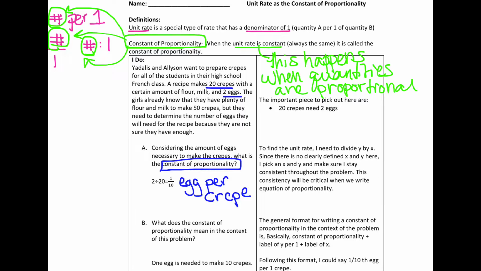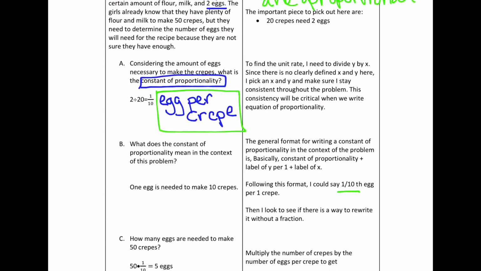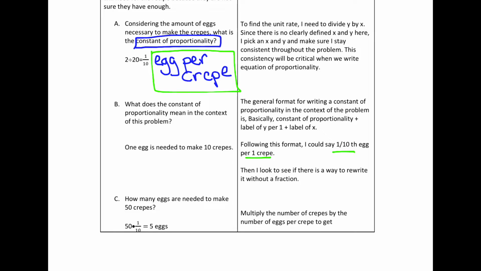Even though we don't write the units, it's important to understand what they would be so that we understand the context of the constant of proportionality in this problem. If we need 1/10 egg for 1 crepe, we can rewrite this to say 1 egg makes 10 crepes. And this is specifically the context of the constant of proportionality, what it means in this specific problem.